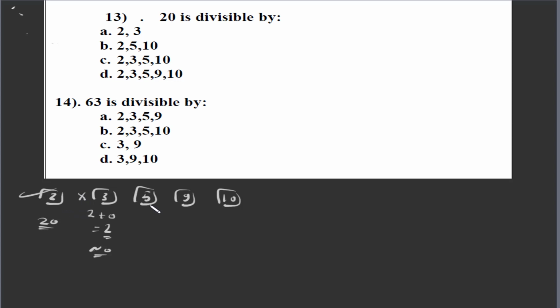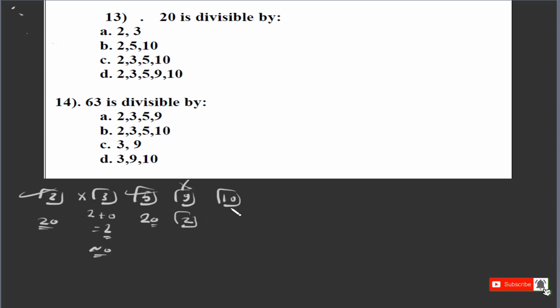The number is divisible by 5 if the last digit is 0 or 5. We have here 20. Is the last digit 0? Look. So 20 is divisible by 5. Divisibility by 9 is like divisibility by 3. The number is divisible by 9 if the sum of its digits is divisible by 9. We got the sum before. The sum of its digits is 2. Is 2 divisible by 9? No. So the number is not divisible by 9.